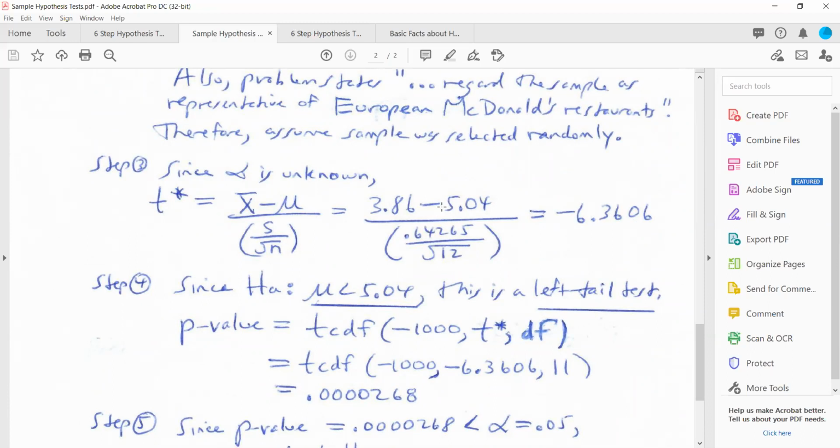So negative 6.36 is our test statistic. I'm just going to write that down. But again, you can store it if you would like in the way that I showed you earlier, storing numbers. All right, so here's your test statistic. And then I'm going to plug it into this TCDF formula here. Let's go ahead and do that with our calculator.